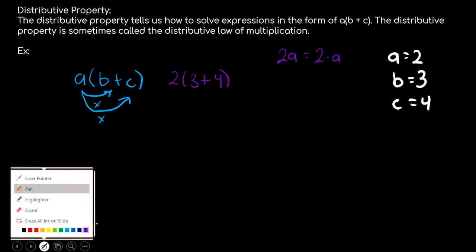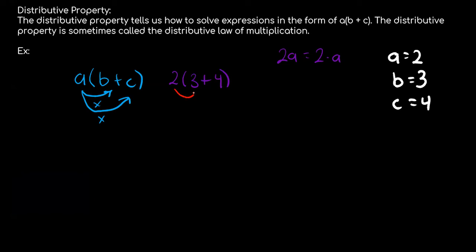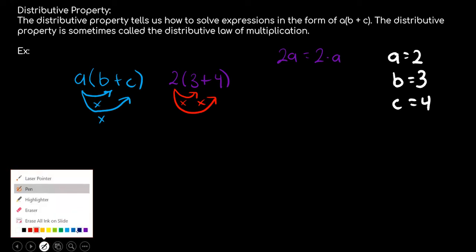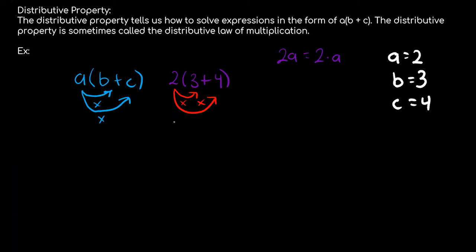Now we're going to distribute it. So 2 times 3 and 2 times 4. 2 times 3 is 6. 2 times 4 is 8. 6 plus 8 equals 14. And this is how we prove that it works.